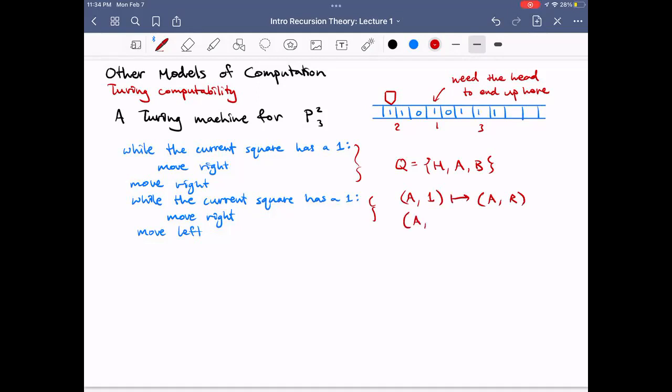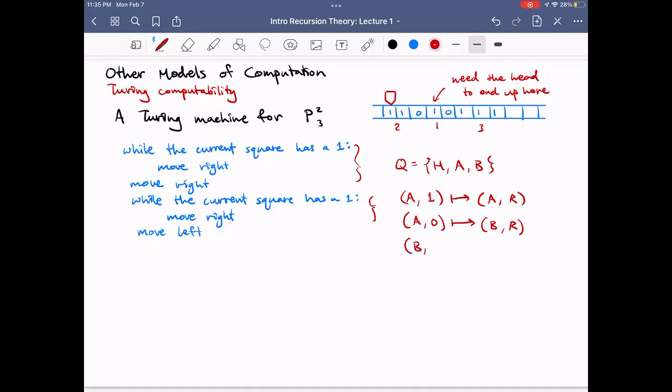When we're still in the first block of ones, but now we see a 0, that means we're at this first 0. So we should remember that we've hit the end of the first block of ones, so we'll just switch to the B state, but we should move to the right again. That's like this move right.